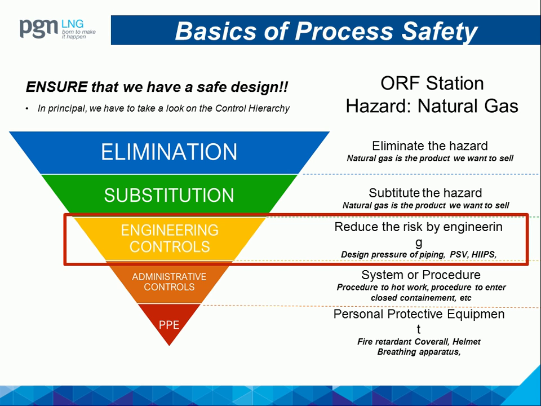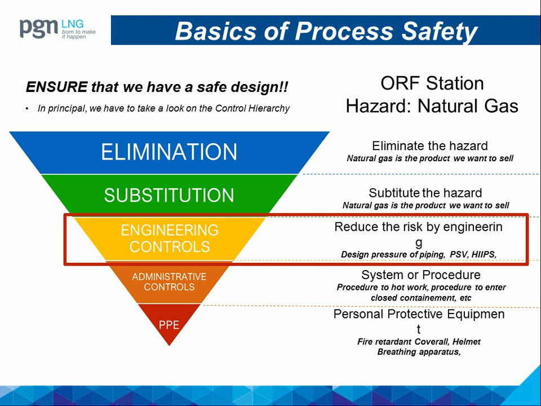Basically, on the engineering part, or how to achieve a safe design, we have a control hierarchy. I would like to give you an example of a control hierarchy based on an onshore receiving facility station, which receives gas from our FSRU in PGN LNG. The first and biggest part to achieve safe design is eliminating the hazard, and in this case the hazard is natural gas, which is the product that we want to sell. So we cannot eliminate it.